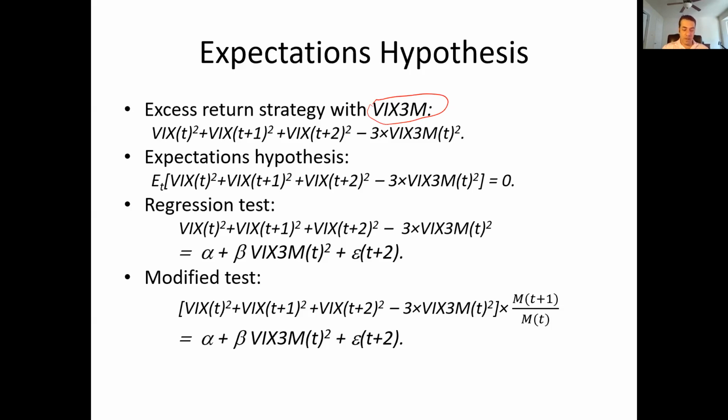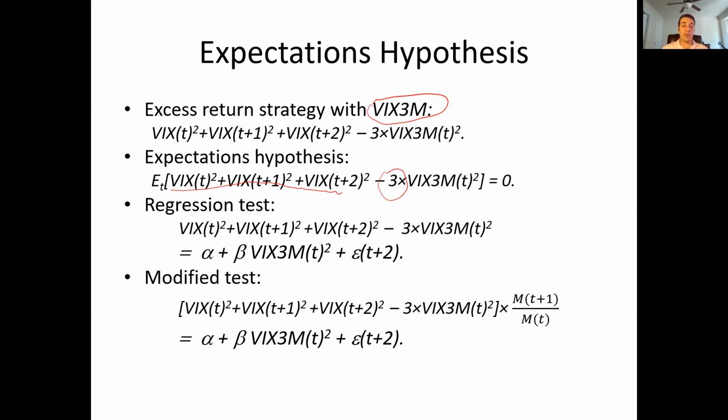And the expectations hypothesis in this sense says that the expected future variance is equal to the current forward variance. Right? Remember, variance is VIX squared, so this says that the future squared VIX over the next 3 months is equal to 3 times the current 3-month VIX, at least in expectation. That is the variance expectations hypothesis, and it's not ad hoc here. It is actually equivalent to the excess return on an option portfolio.